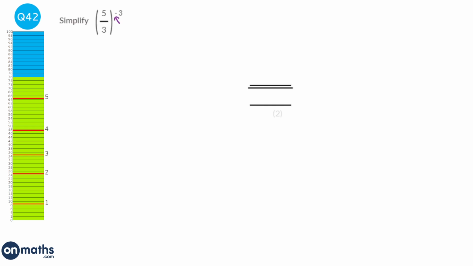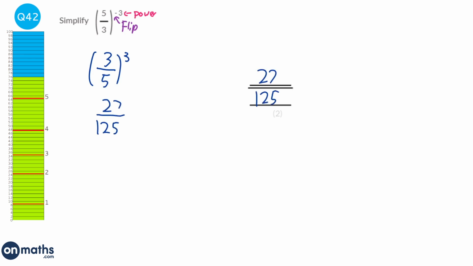There are two parts to this power. We've got the negative there, which means we're going to find the reciprocal of the fraction, and then we've got that 3 there, which just means we're going to find that as the power. So we're going to first of all flip the fraction, so that's going to become 3 over 5, and we've still got the power 3 there, and then we're going to cube top and bottom. So cubing the 3 gives us 27, cubing the 5 gives us 125. So our answer will be 27 over 125.